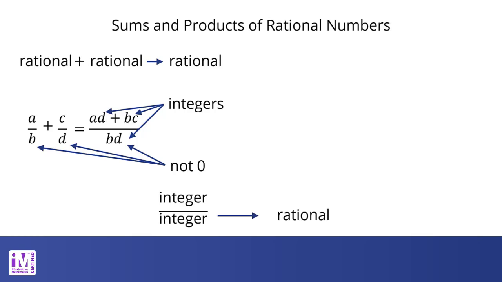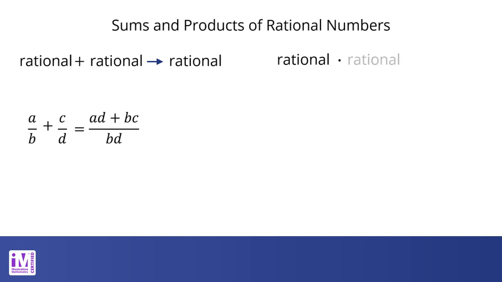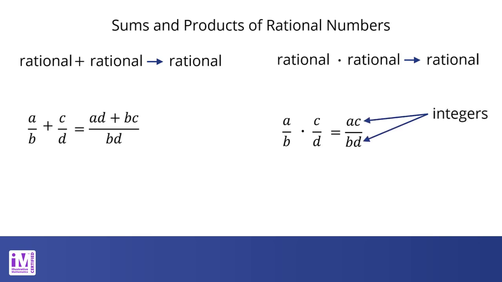The product of two rational numbers is rational. We can show why in a similar way. The product is ac over bd. Multiplying two integers always results in an integer, so both ac and bd are integers. So ac over bd is a rational number. What about irrational numbers?